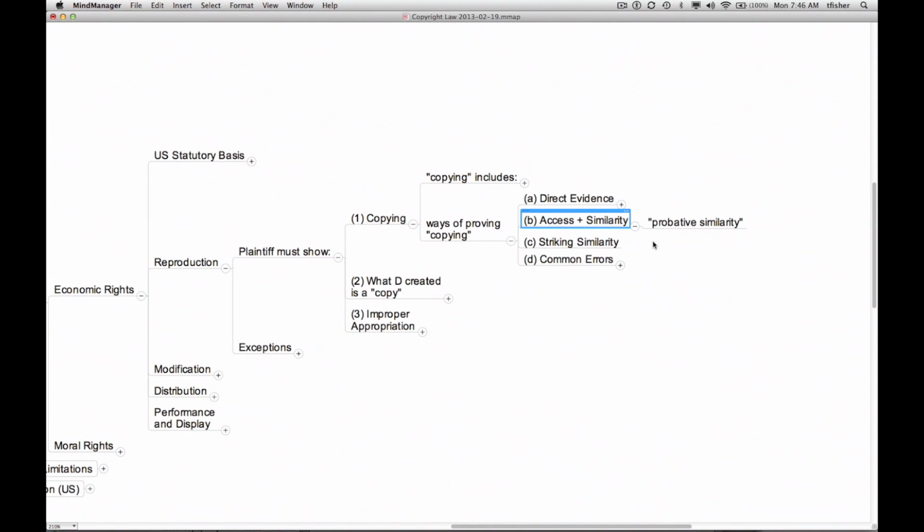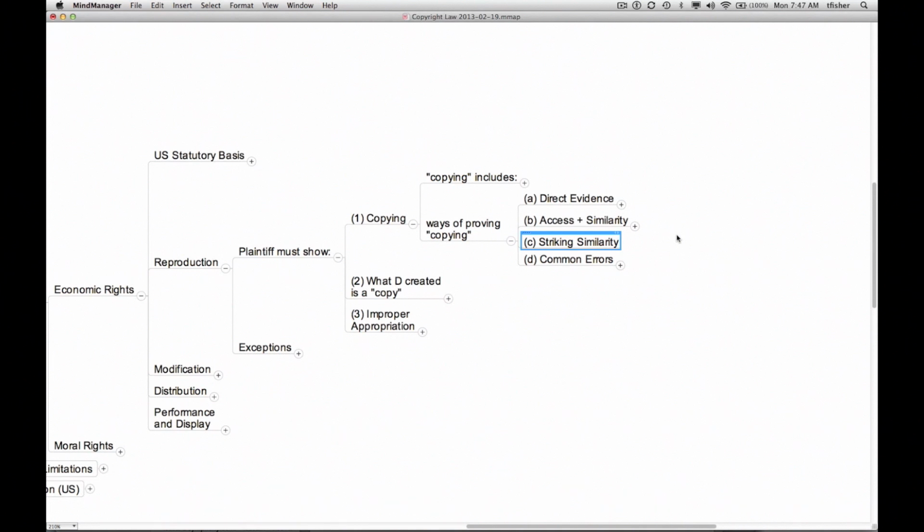What if the plaintiff has no evidence that the defendant had access to his work, but can show that the defendant's work is extremely similar to his? Is that enough to show copying? U.S. courts used to disagree on this point. Some courts of appeals said yes, others said no.